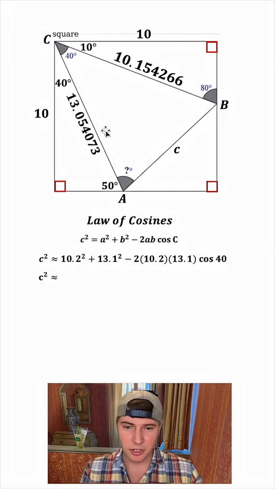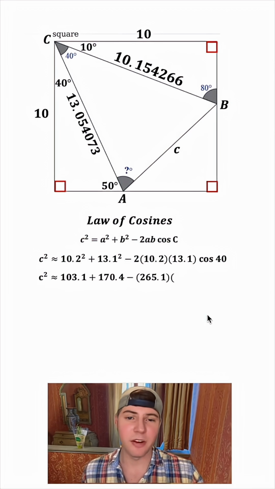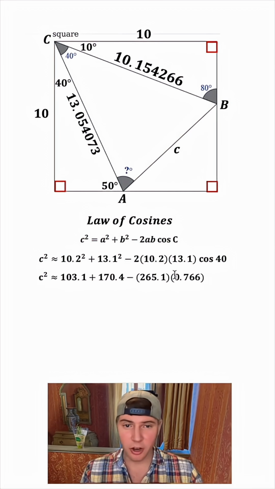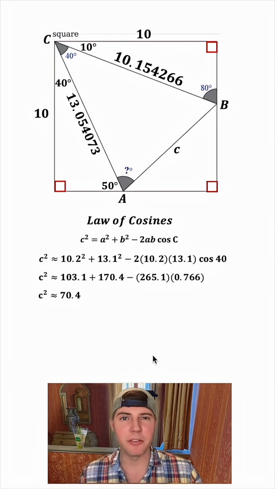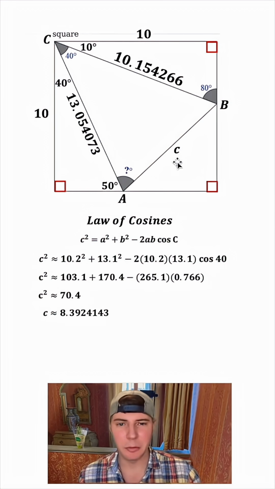And then 10.2 squared is approximately 103.1. This is approximately 170.4. And then we're going to subtract all this, which is 265.1. And cosine of 40 is approximately 0.766. So after we plug all this into a calculator, we get 70.4. Square root both sides and we get a value for C. It's approximately 8.39, and I will plug it in up here.